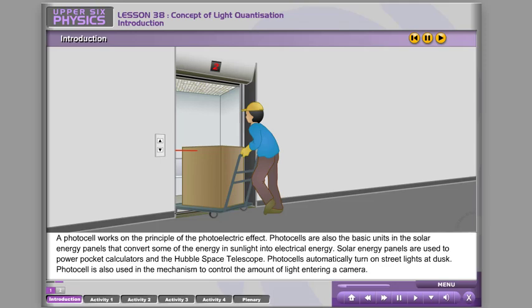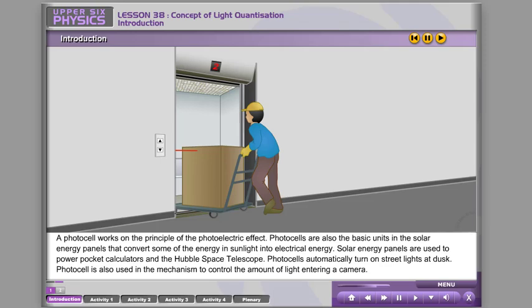A photocell works on the principle of the photoelectric effect. Photocells are also the basic units in the solar energy panels that convert some of the energy in sunlight into electrical energy. Solar energy panels are used to power pocket calculators and the Hubble Space Telescope.